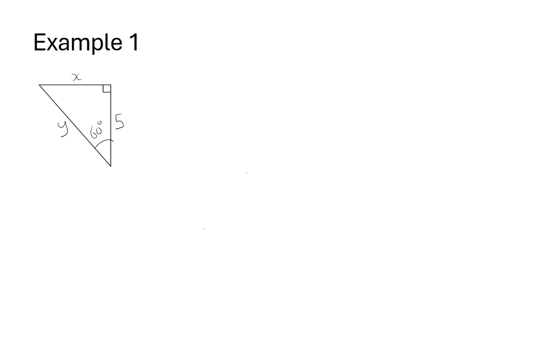So in this example, we are given a right angle triangle with angle 60 degrees. So we have this angle 60 degrees, and we have this 5, we have x, and we have y. In this example, we want to find x and y. So let's look at the sides. The side that is opposite to this 90 degree angle, if you remember, is our hypotenuse.